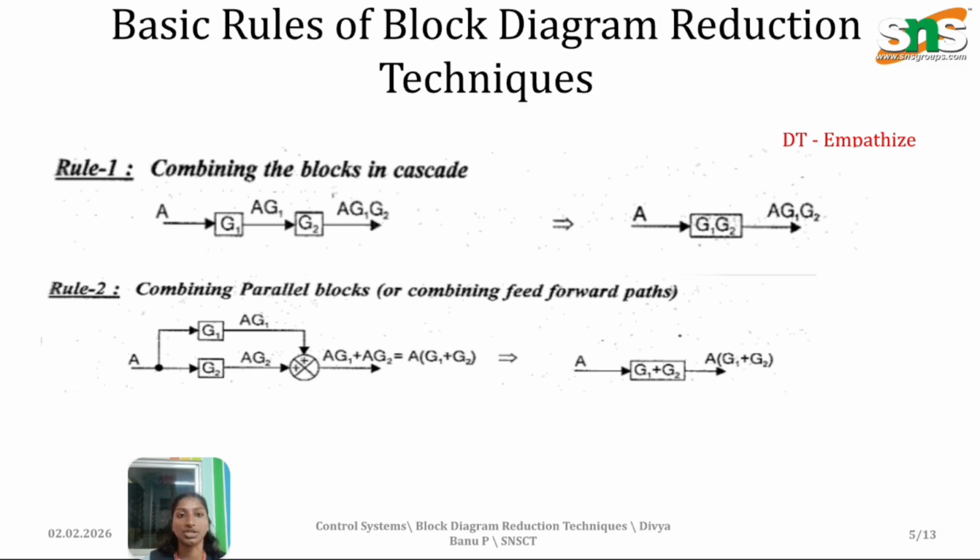Coming to rule 2, combining parallel blocks. What we have to do if the blocks are parallel and have the same input? The two outputs of the blocks should be combined at a point called the summing point. The output of one line and the other line are added together, and A can be taken common, which is A into G1 plus G2. The same thing can be performed by making it one block, adding the two parallel blocks, which is A times G1 plus G2.